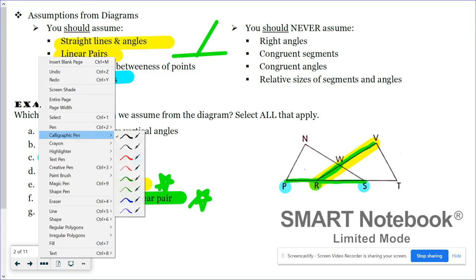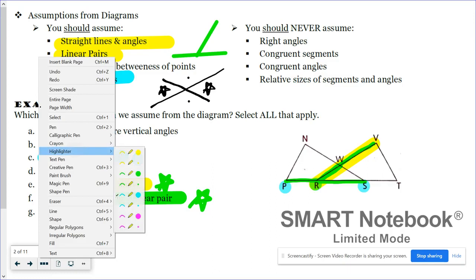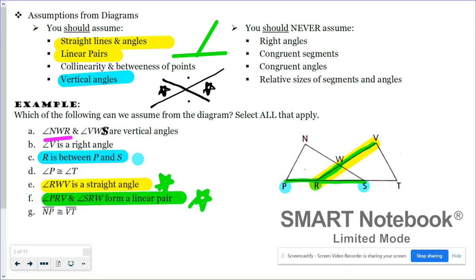Vertical angles are formed anytime you have two or more intersecting lines; you get pairs of vertical angles. And so I can look at a diagram and identify vertical angles. Down here, statement A says that angle NWR and angle NWS are vertical angles. So here's angle NWR, and here's angle VWS. Yeah, those two angles would be vertical angles. Okay, so that's fine.